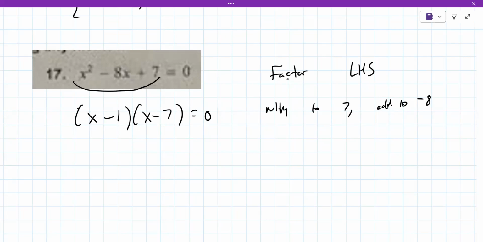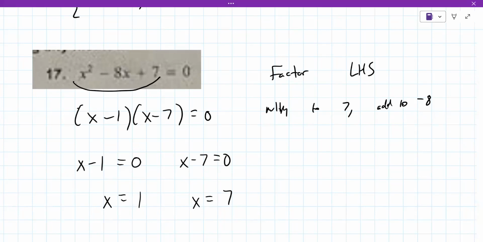Okay, so in the previous problem, we would be done. We would say, okay, we're done. But here you have to set each factor equal to 0. You have to write equal 0 with both factors. Okay. So what would x equal in both of these cases? It equals 1 and 7. Good, very good.